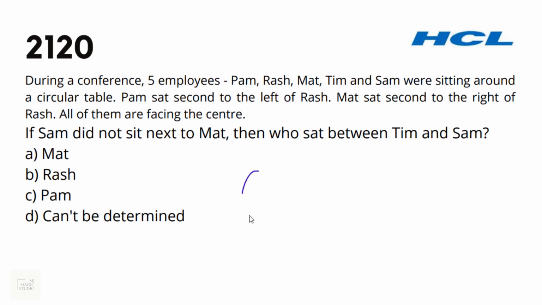Again the same piece of information. We know here was P, M and R, two vacant places here. If Sam did not sit next to Matt, here is Sam, and that means here should be Tim. Then who sat between Tim and Sam? Rash is sitting between Tim and Sam. Option B fits in.